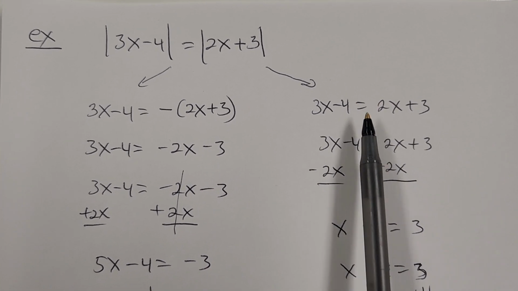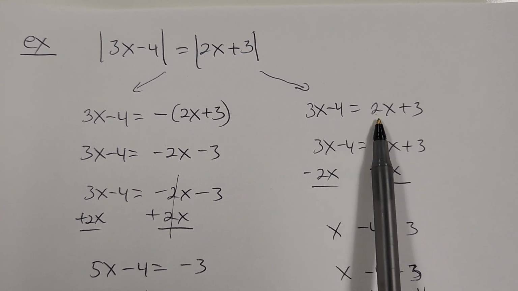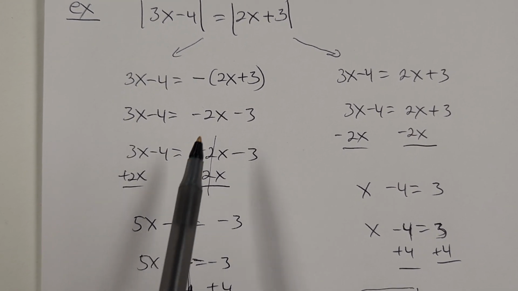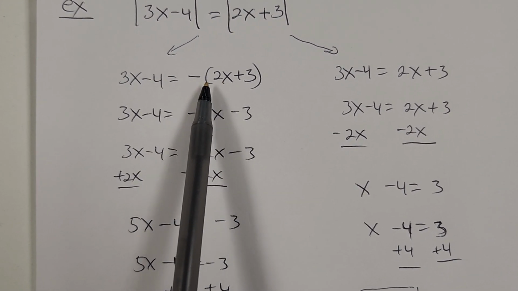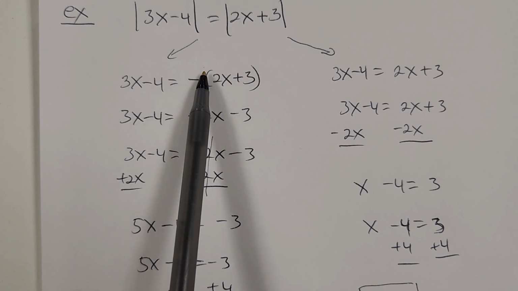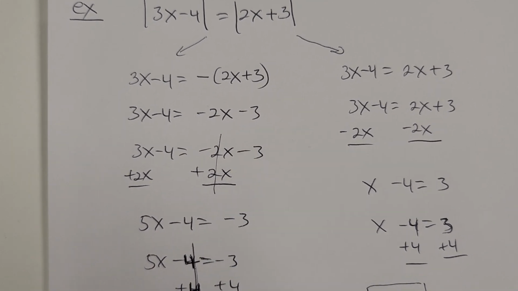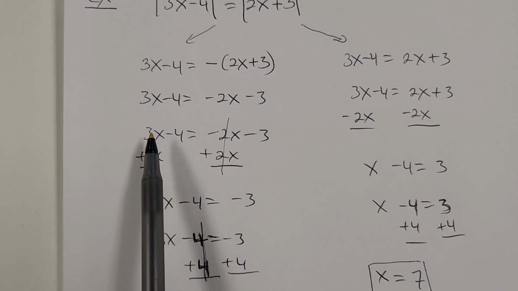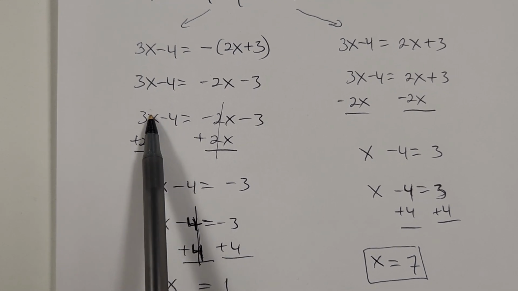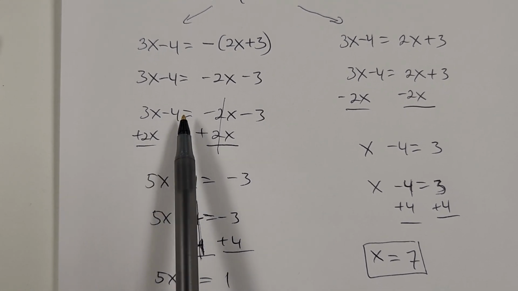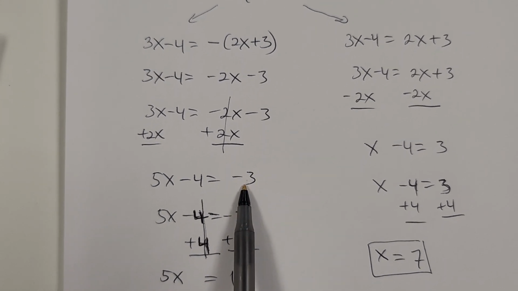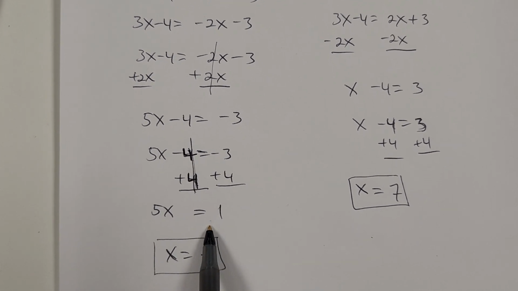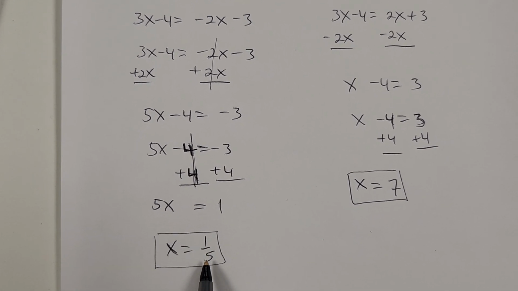3x minus 4 equals 2x plus 3. Okay, so on the left side, just solve. Here I have parentheses, so multiply negative 2x and then negative 3. So multiply that negative out. Bring the negative 2 over, so it becomes positive 2x. So that becomes 3x plus 2 gives me 5x. And then minus 4, bring down the negative 3. Next, add 4 to both sides, gives me positive 1. And then divide by 5 gives me 1/5.